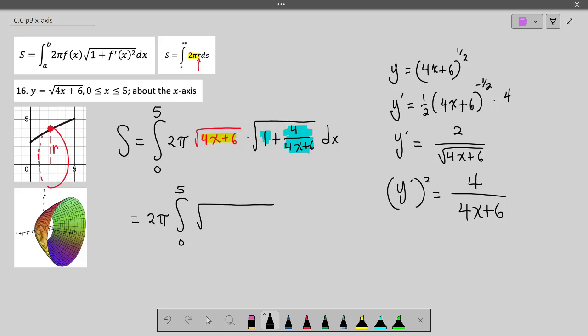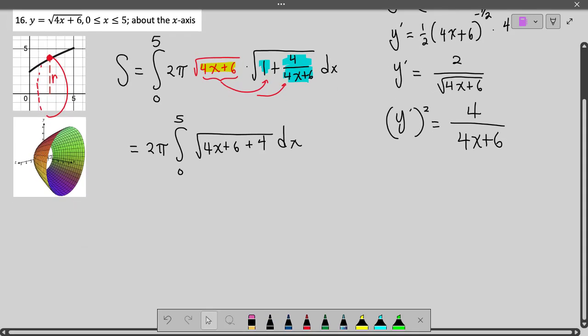All right, so let's see if we can distribute properly. So this 4x plus 6, that's going to be sent in here to each of those. So 4x plus 6 times 1. Okay, I can do that. And then 4x plus 6 multiplied by that fraction with a 4x plus 6 in the denominator. Those cancel. And what are we left with here? Just a 4. And let's simplify this before we start integrating.